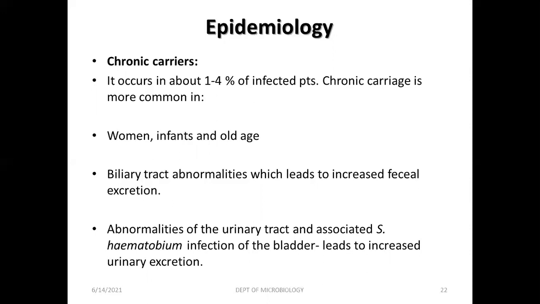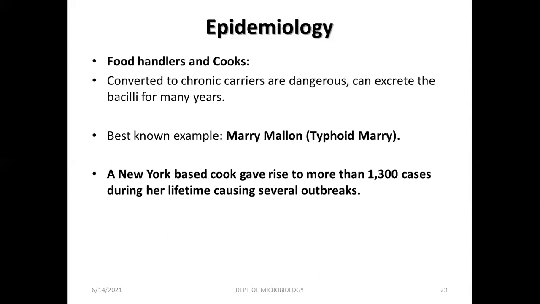Those having biliary tract abnormalities can have increased fecal excretion. Abnormalities of the urinary tract, associated with Schistosoma haematobium infection of the bladder, can lead to increased urinary excretion. Food handlers and cooks who are converted to chronic carriers are very dangerous. They can excrete bacilli for many years. The best known example is Mary Mallon, Typhoid Mary, a New York-based cook who gave rise to more than 1,300 cases during her lifetime, causing several outbreaks.